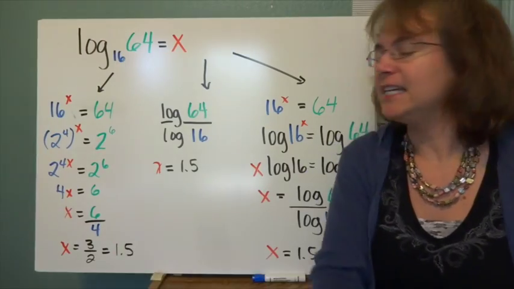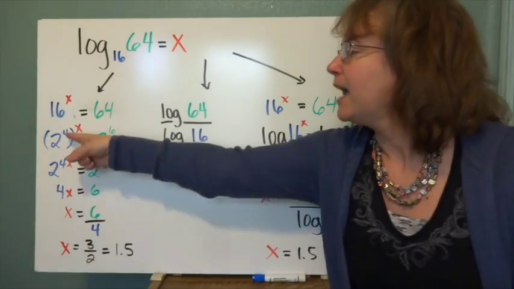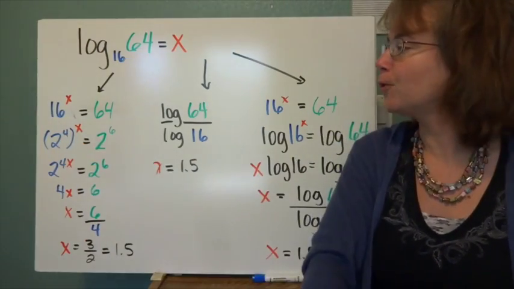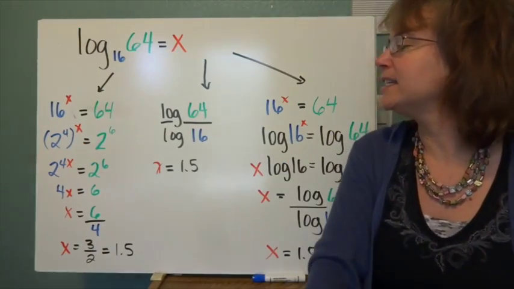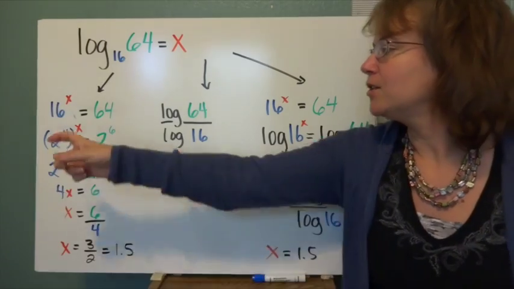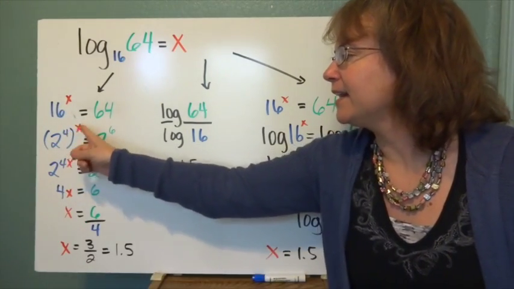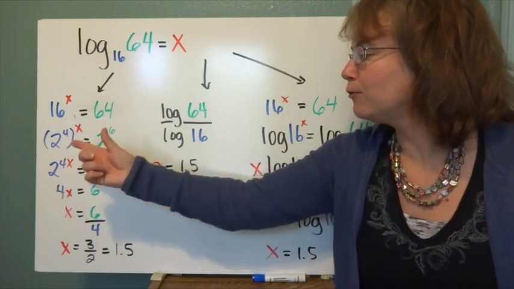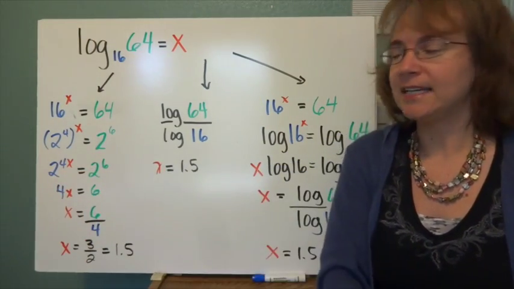Now that doesn't always happen, so this method won't always work, but in this case it will. So rewriting 16 as 2 to the 4th power, and then that's to the x power. So I just replace the 16 with 2 to the 4th, and 64 is 2 to the 6th power. And so now I have that 4 and that x. Properties of exponents say I can multiply those. So I have 2 to the 4x equals 2 to the 6th.